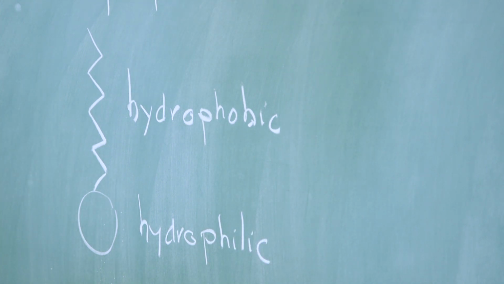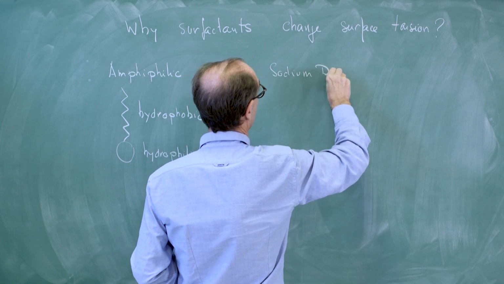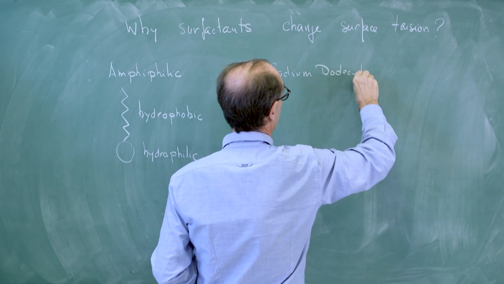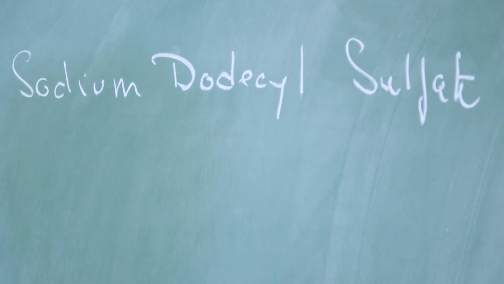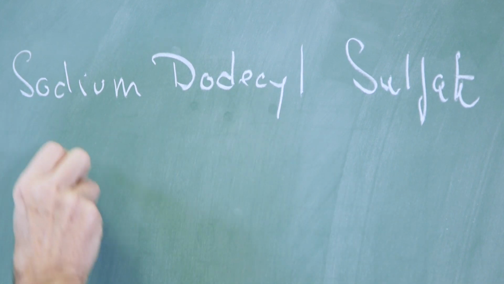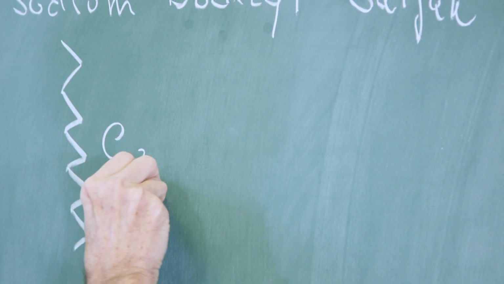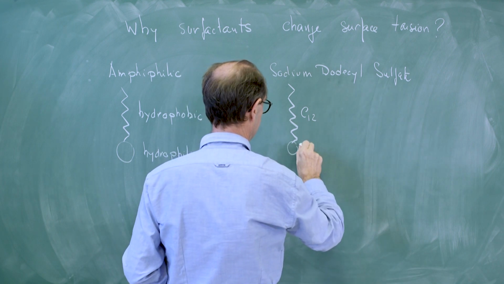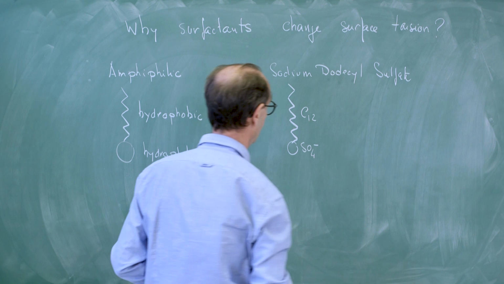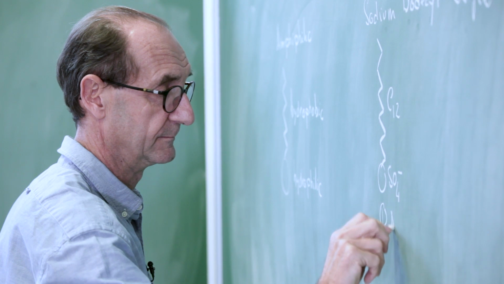A good example of this type of molecule, which is often used, is called sodium dodecyl sulfate. It's essentially a 12 carbon chain, dodecyl, so it's a long chain made of 12 atoms of carbon, terminated by a sulfate ion here, and we have two balanced charges, a counter ion, which is sodium here.